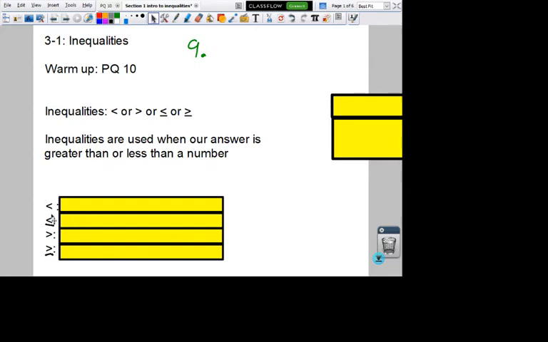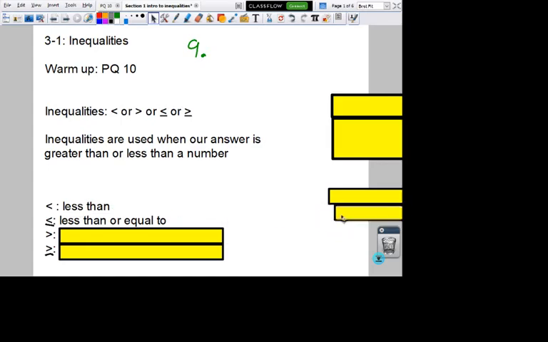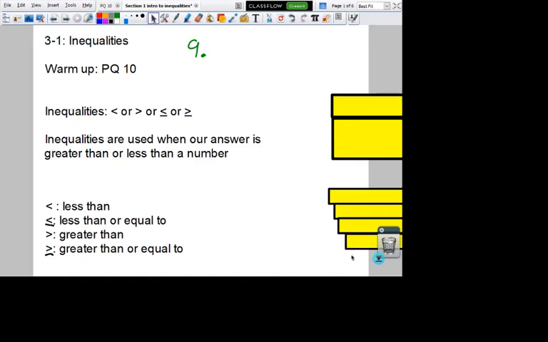Okay, so our symbols. Does anybody know what this first one is? Less than. How about the one below it, the one that I messed up on? Anybody know what that extra line means? You're on the right track. That is less than or equal to. How about the one below it now? What is it, James? Greater than. Which means this very last one, that I also messed up on because I forgot to put the line, is greater than or equal to.